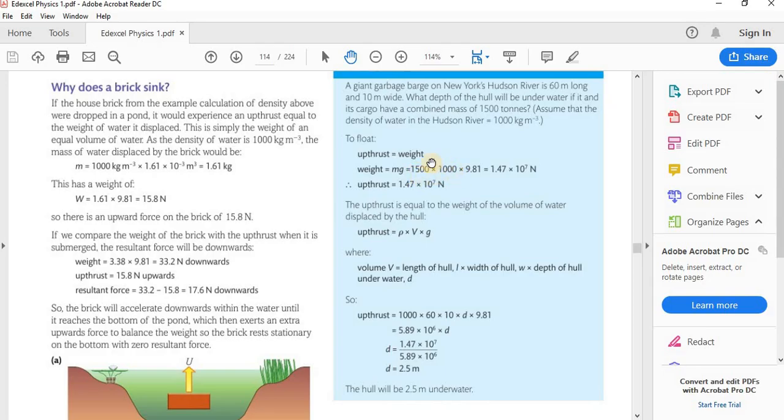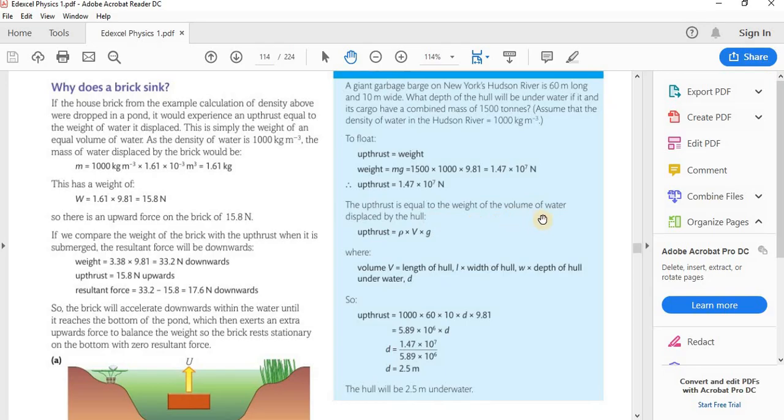This will be the weight of the barge, or the ship, you can say. This is the mass, and in kilograms times 9.81, you will get the weight of it. Then upthrust should be equal to the weight if it is to remain stationary. We take that value to be equal to the upthrust because it has to float. If it is to float, then these two should be equal.